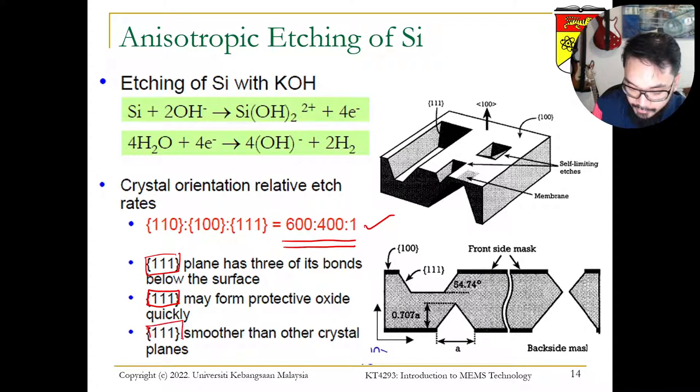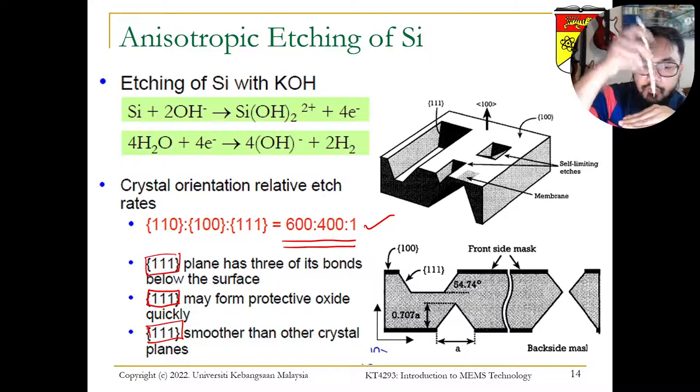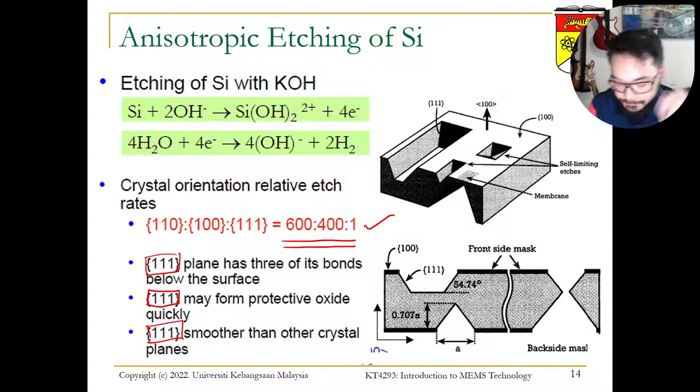And another reason, the third one, is that 111 is smoother than other crystal planes. When it's smoother, you can only attack it from one angle, and from one angle it's very difficult. It's very difficult to attack it from a different angle because it is smooth and only one angle is exposed.